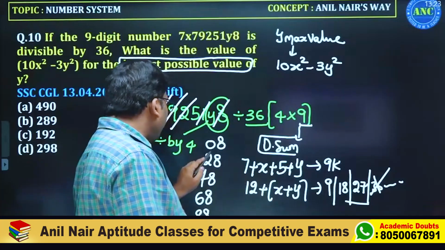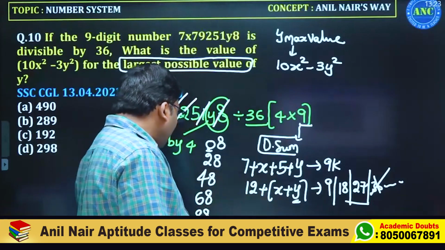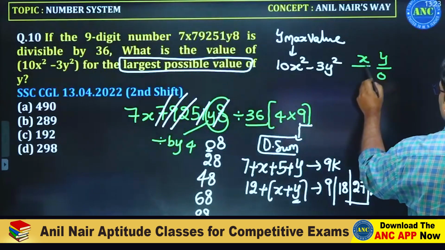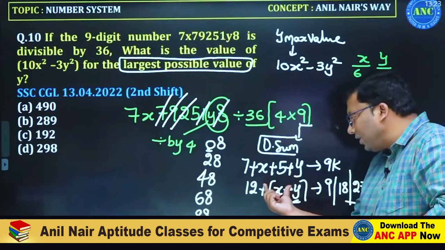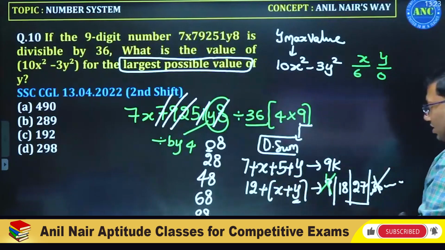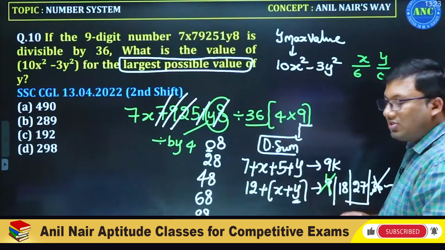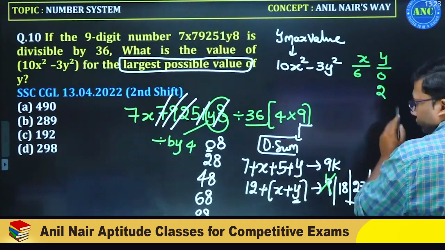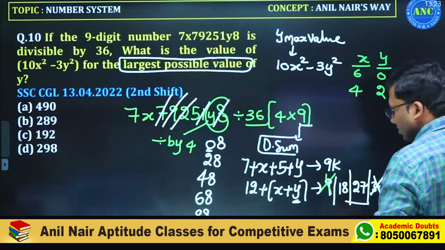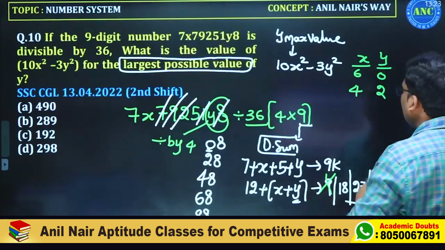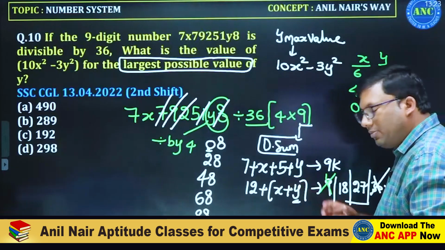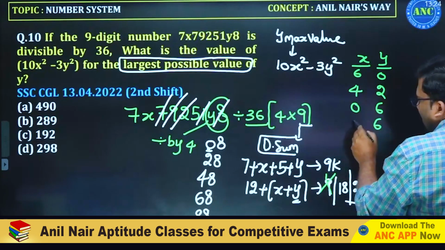The first case is, if y is 0, x will be 6. How, sir? Because 12 plus 6 is 18. 12 plus a positive value, how can it be 9? 9 is out. If y is 2, 12 plus 2 is 14, 14 plus 4 is 18, so x will be 4. If y is 6, x will be 0, or if y is 6, x will be 9.